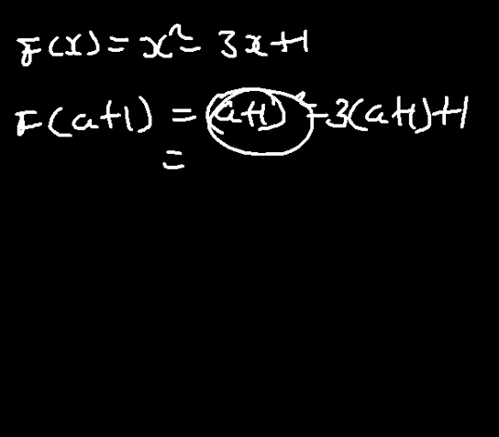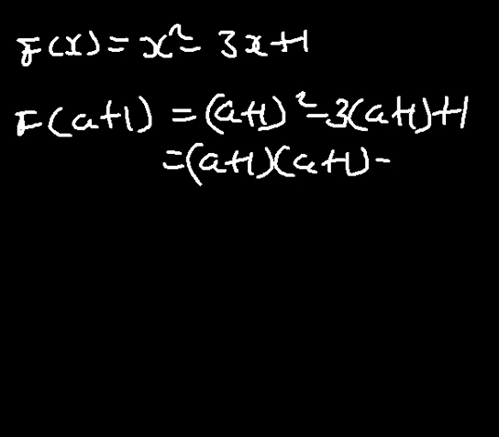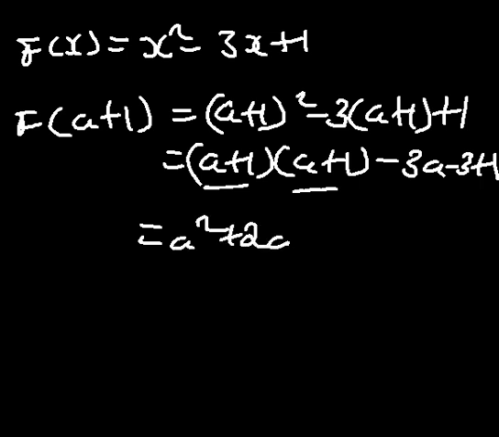Here you have to expand, in the sense that this is the same as a plus 1 times a plus 1. Then, for the minus, we have to distribute the negative 3. That will be negative 3a minus 3, plus 1. So we have to expand there. We'll have a squared plus 2a plus 1, upon having the overall expansion.